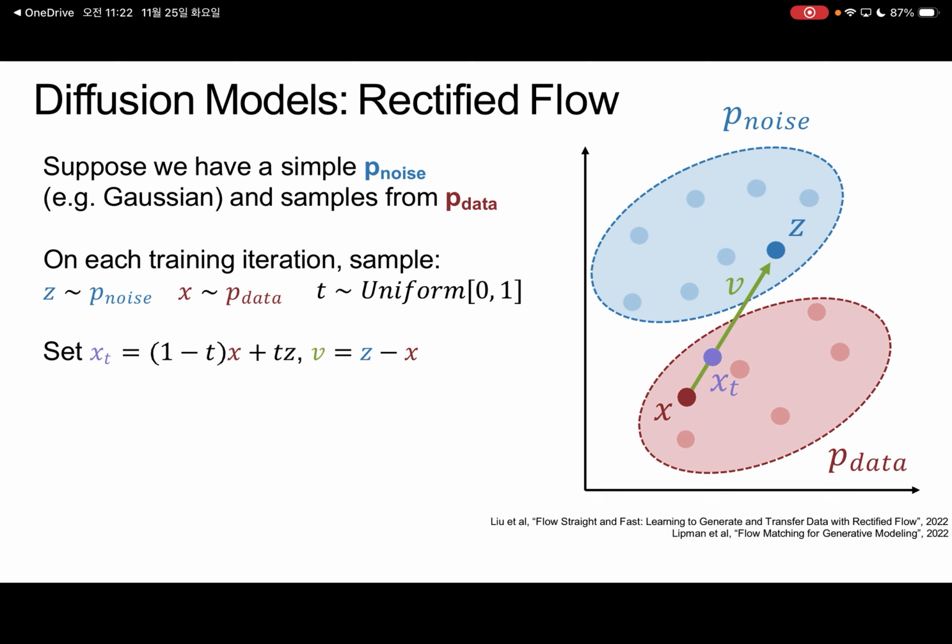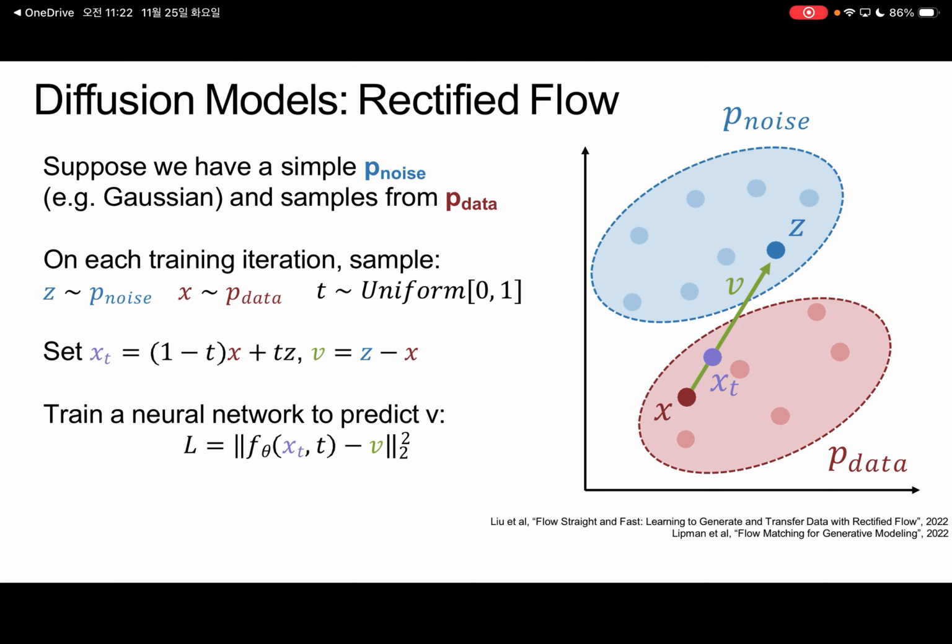And then we can define xt as a linear interpolation between x and z. So x is, as I introduced, a real image, and z is a noise from a normal Gaussian distribution, and t is uniformly sampled, and xt is the purple one. It is defined as a linear interpolation between x and z. Here you can see xt is a linear interpolation between x and z, depending on the value of t. And v is the vector from x to z.